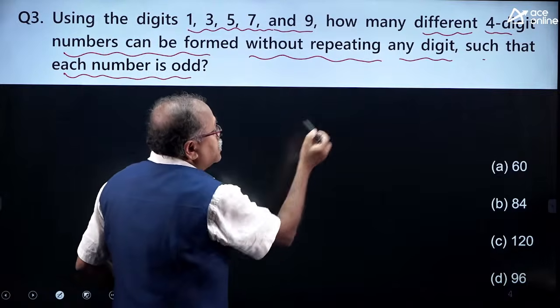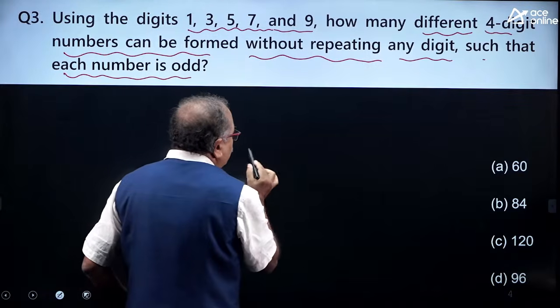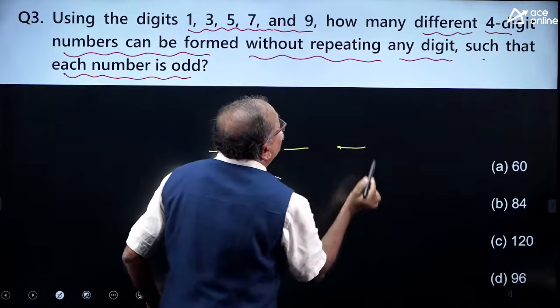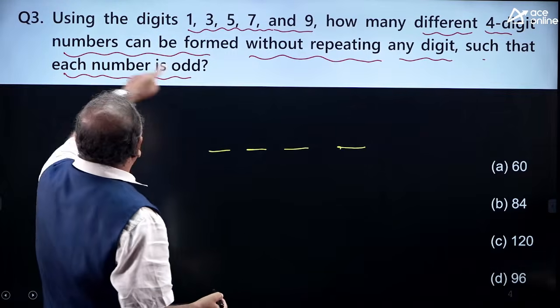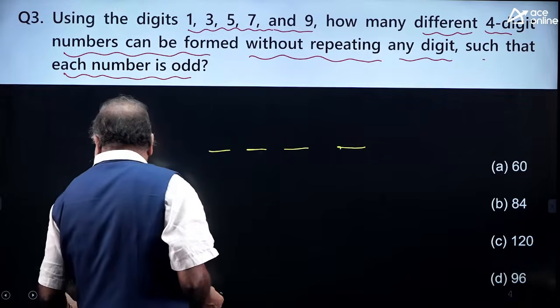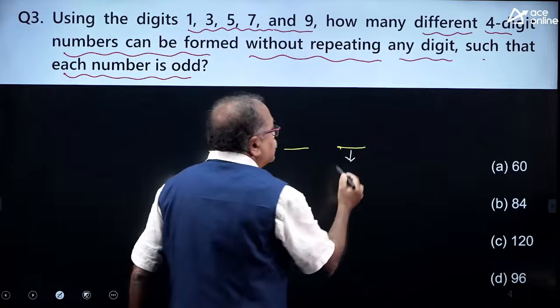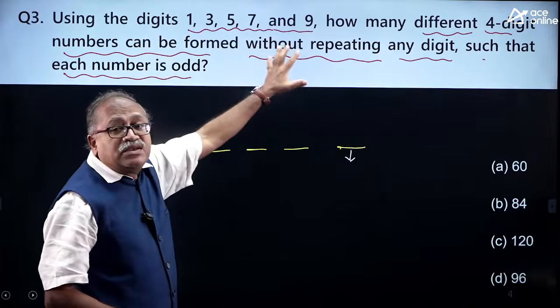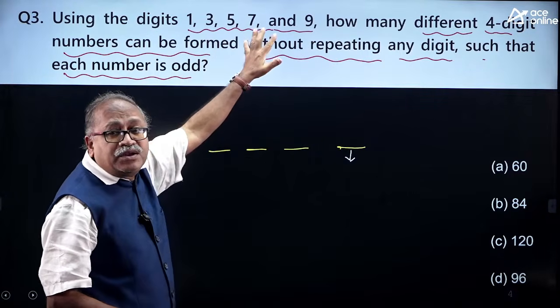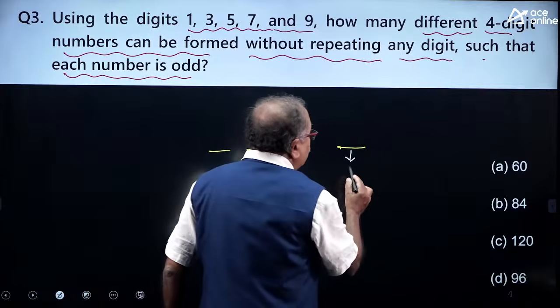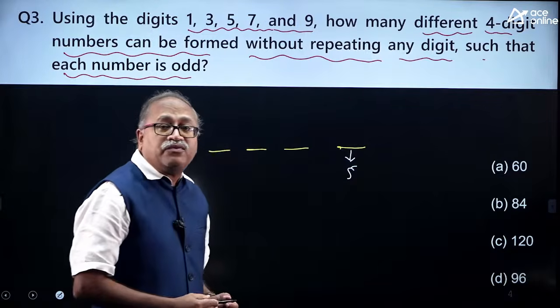So I need the 4-digit number. This is 1, 2, 3 and 4. Do I need the 4-digit number? Yes. And in how many ways can I place this number over here? I have the 5 digits. All the digits are odd numbers, Krishna. So I can place this in 5 ways.